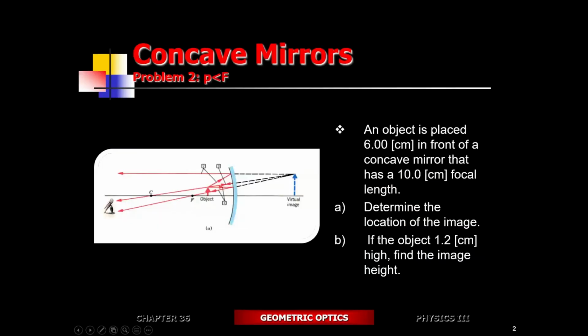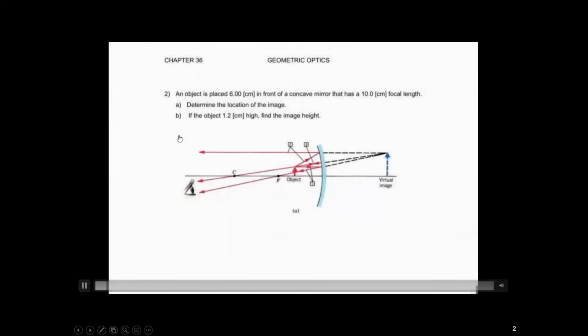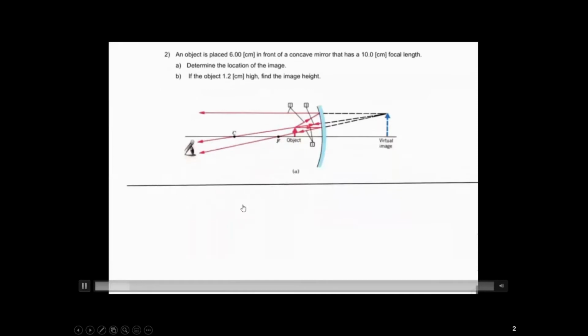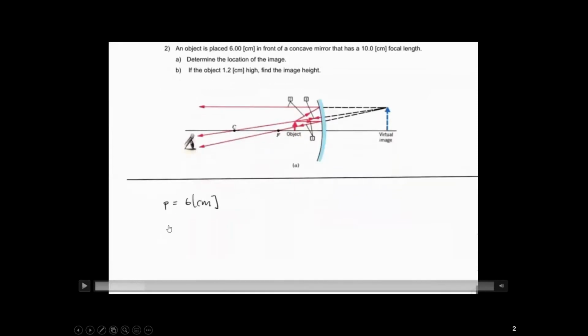So this is problem number 2 based on that. Once again, this is one of the problems that you may have to try yourself. No, I decided to do this problem. So let's do it together. So object distance is going to be 6 centimeters. So the object is located 6 centimeters in front of the mirror. Focal length is going to be 10 centimeters. So the object is within the focal length. So it's going to give us a virtual image.